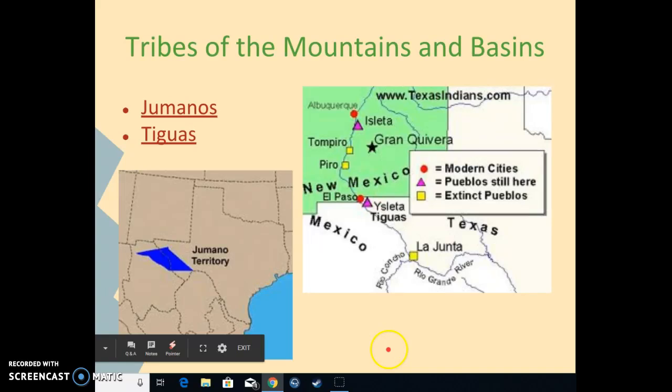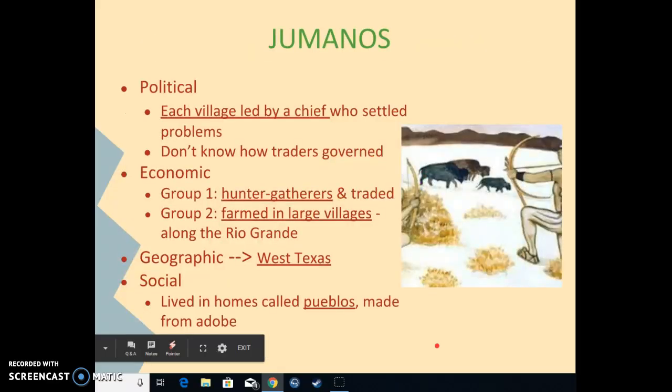The tribes of the mountain basin, there are actually two. There's the Jumanos and the Tiguas. Okay, both of these Native American cultures were very small. They pretty much stayed in their local area. They really didn't do too much as far as traveling outside, and eventually they would become extinct, especially the Pueblos, as a result of the Spanish exploration into that area.